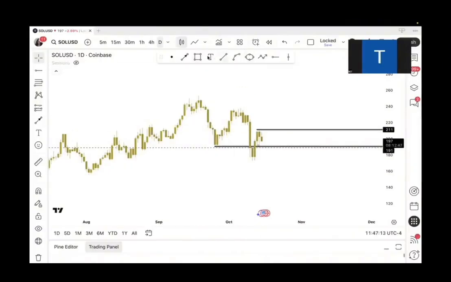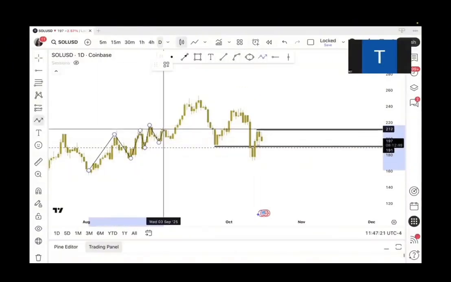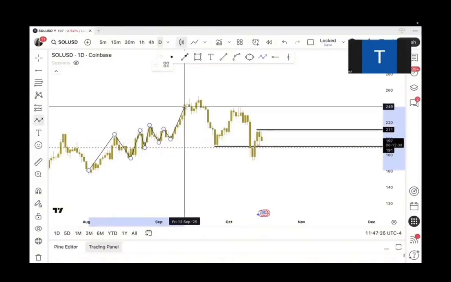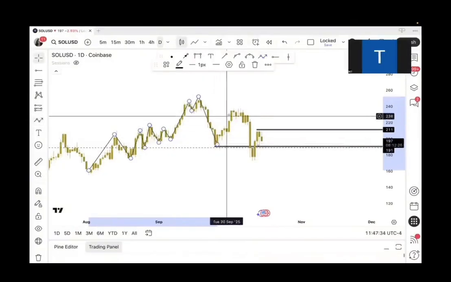Overall, as you can see on Solana, we had an uptrend, so we have a higher high, higher low, higher high, higher low, higher high, higher low. Price didn't make a higher high, but it did make a higher low, which then ended up still being bullish, which is cool. Price made a higher high, boom, and then we have a break of structure here. So we have a break. Price tries to pull back up to redeem itself.